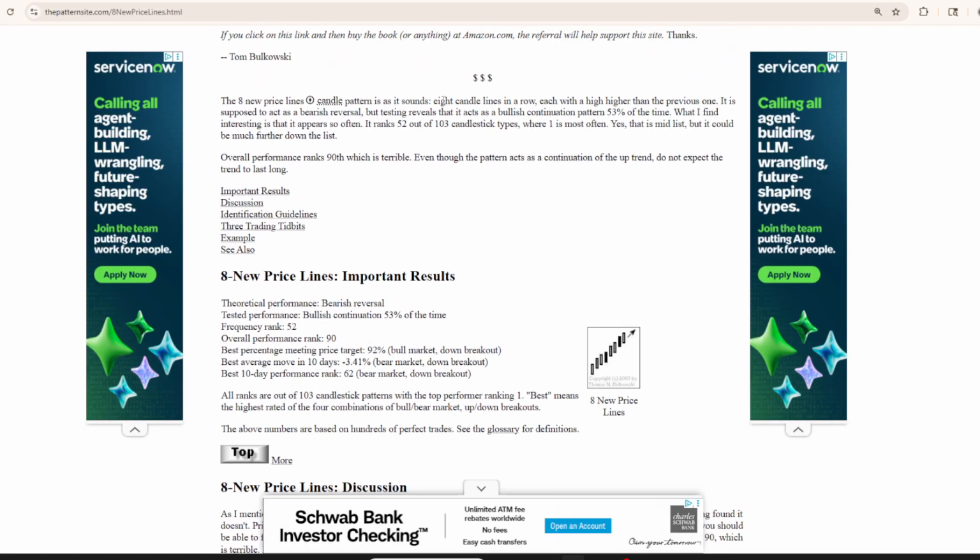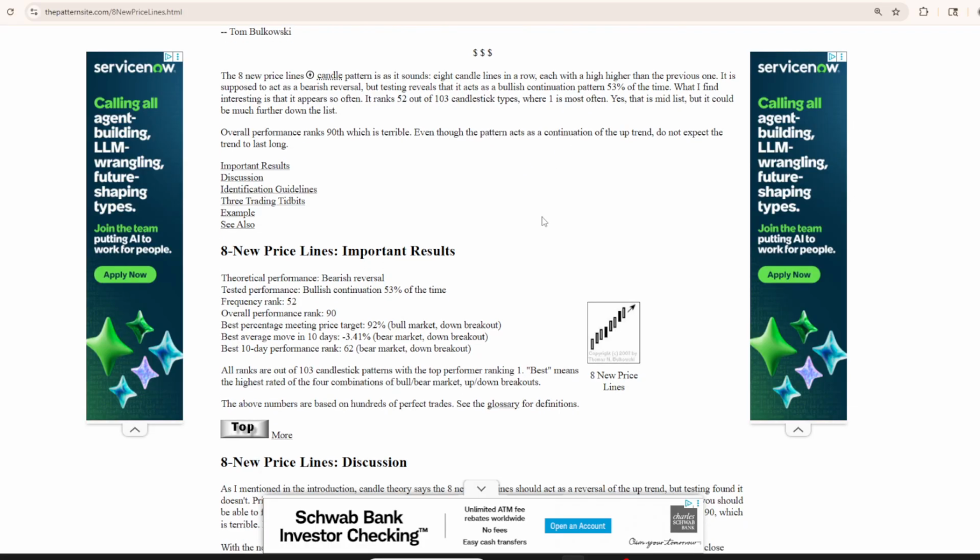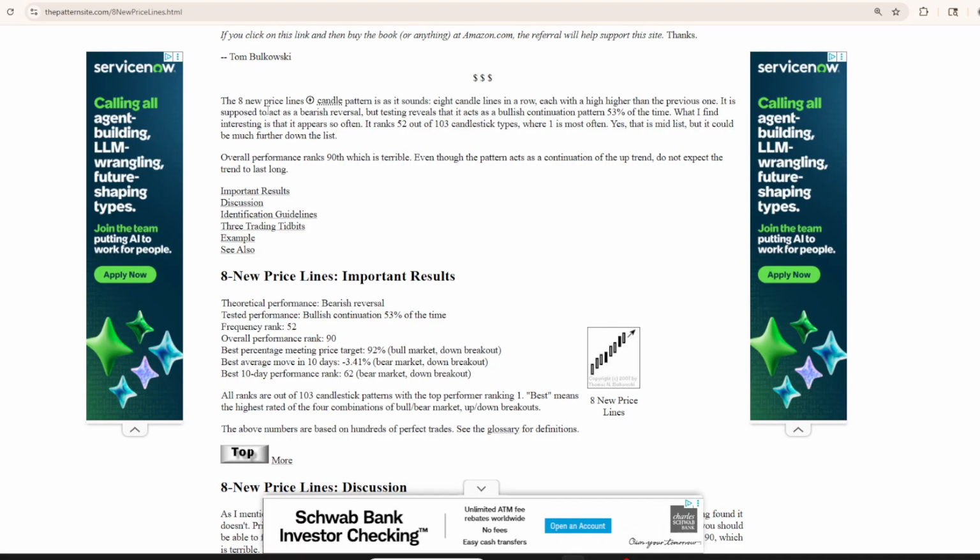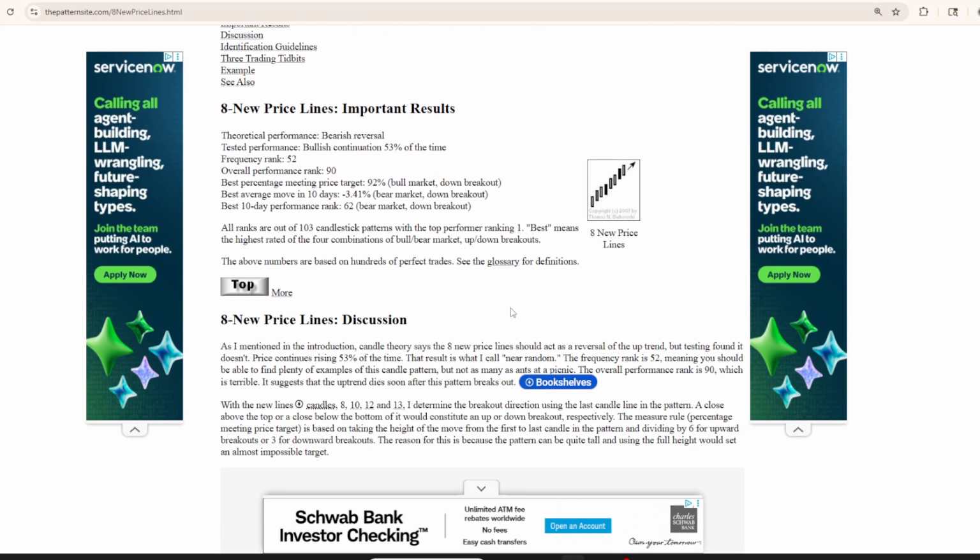Here with 8, it's 8 candles in a row, each with a higher high than the previous one. It says here it's supposed to act as a bearish reversal, but it turns out it's really just random. There's really not much value from the pattern, but it's in the textbooks. As you know, I'm recording videos on everything, every concept. If you see it, you want to know what it is, you can look it up.